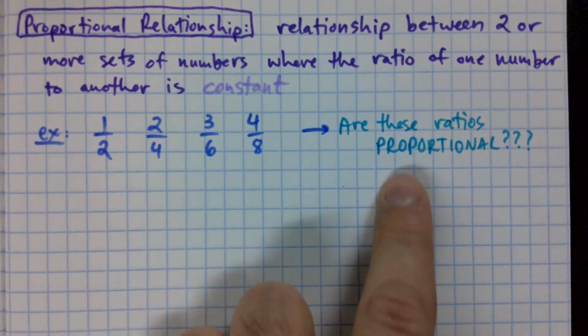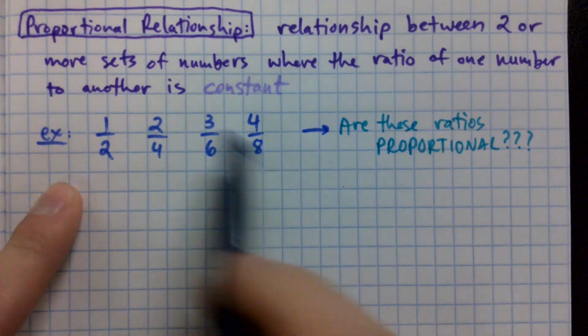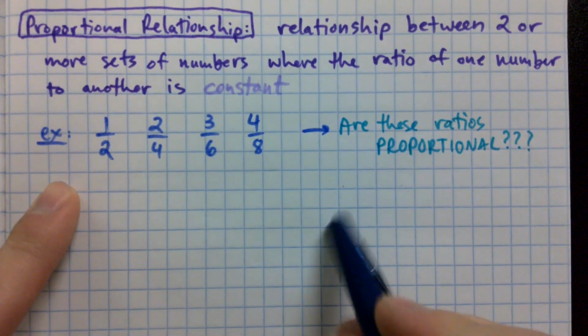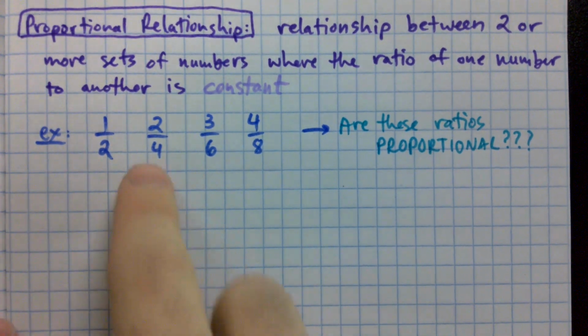Give me a thumbs up if you say yes, these are proportional. Thumbs down if you think no, these are not proportional. Based on this definition, what do you think? And thumbs in the middle if you have no idea, which is fine too. Good. Lots of thumbs in the middle.